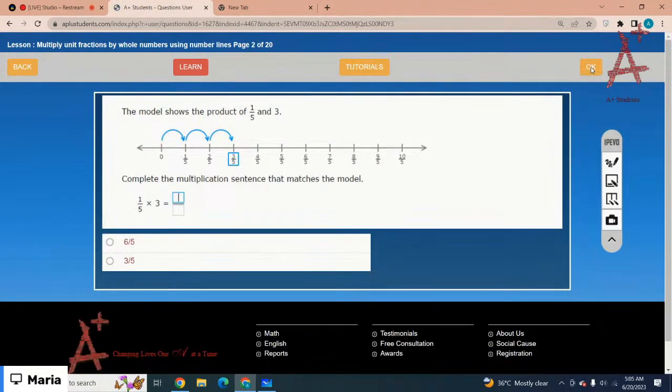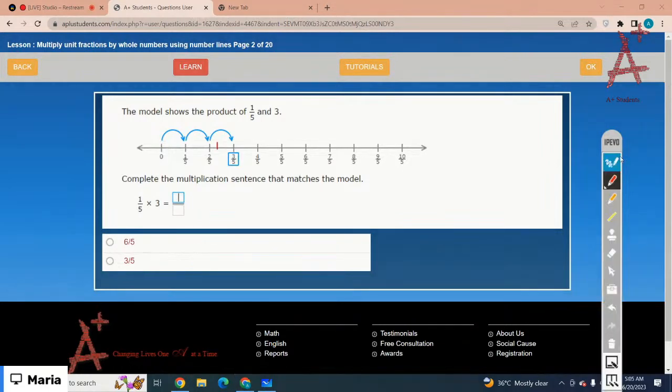Okay, the next one is the model shows the product of 1 by 5 and 3. Complete the multiplication sentence that matches the model. You just have to count how many times you moved on. You moved 1, 2, 3. You move forward 3 times. And you can see here after moving 3 times, you are now at 3 by 5. So you have to match the model with 3 by 5. Got it? The correct option is 3 over 5.